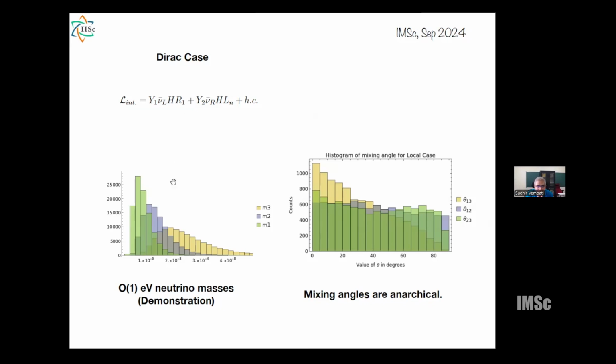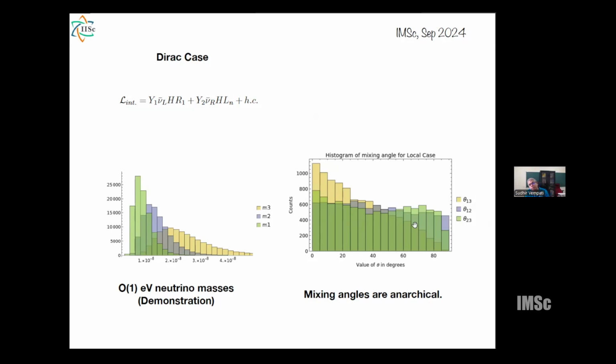So the result is that you can explain neutrino masses of the order of eV in this case, but the mixing angles are completely anarchical. So the resultant mixing angle, the randomness nature also follows through this particular case, and the mixing angles are completely anarchical. So you have a prediction. So this is independent of the geometry.